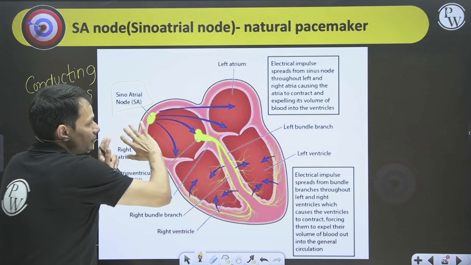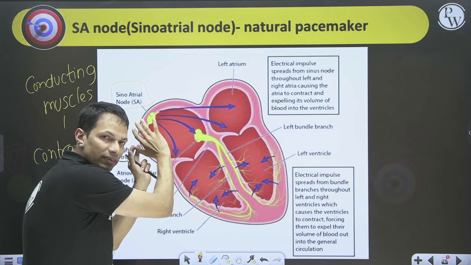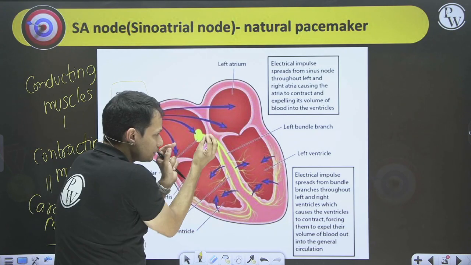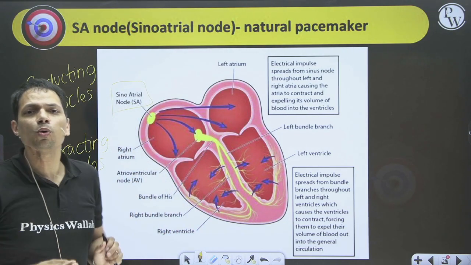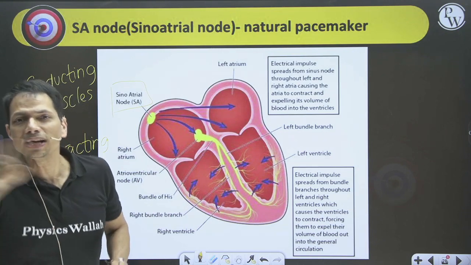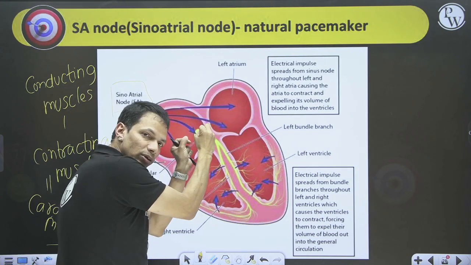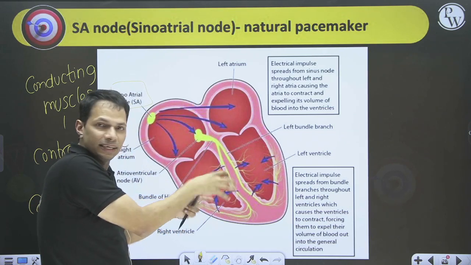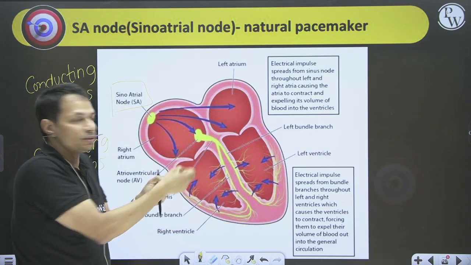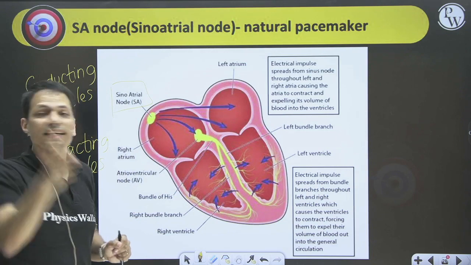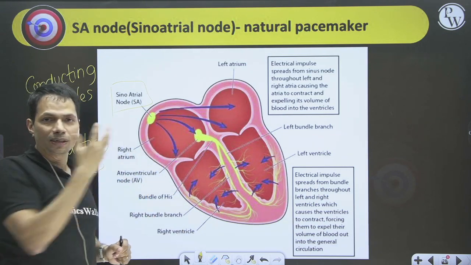So as the electrical impulse is transmitted from the atria, there is a small gap which is called the AV nodal delay. There's a little bit of delay. The heart allows the atria to contract, blood to come to the ventricle, and then the ventricles contract. So this is called the AV nodal delay as the electrical impulse goes to the AV node.